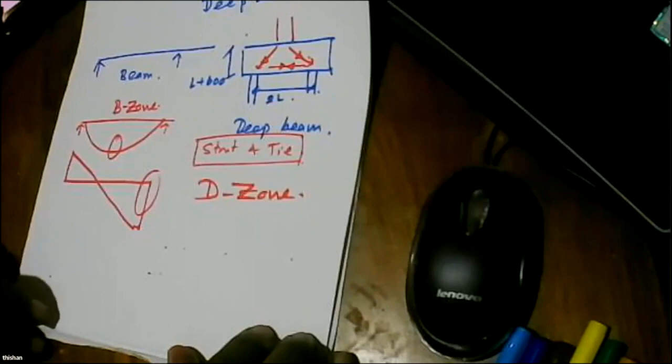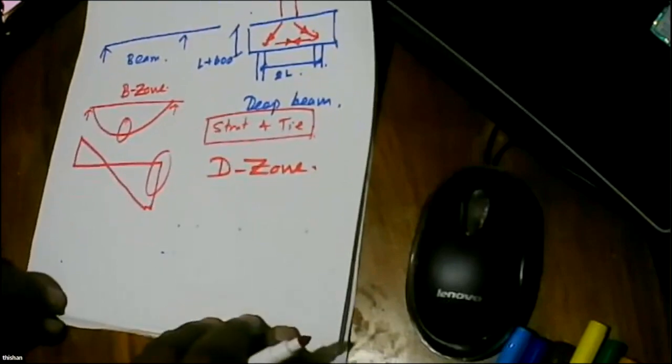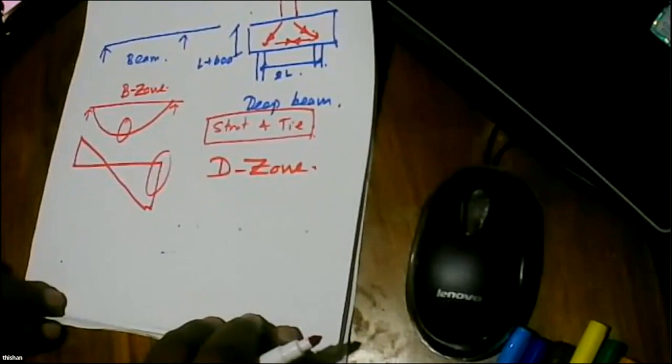They don't talk at all. They talk about strut and tie. They talk about the solution, not the problem. Eurocode is different. Eurocode talks about the problem. What is the problem? Plane sections do not remain plane. Shear and bending are acting together. So you need a solution.